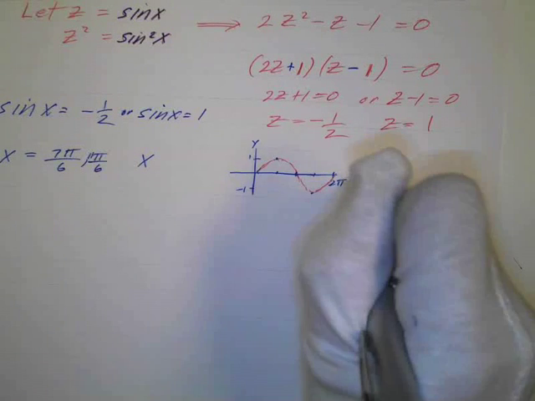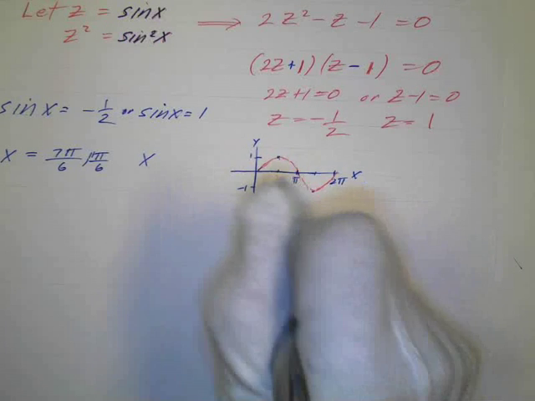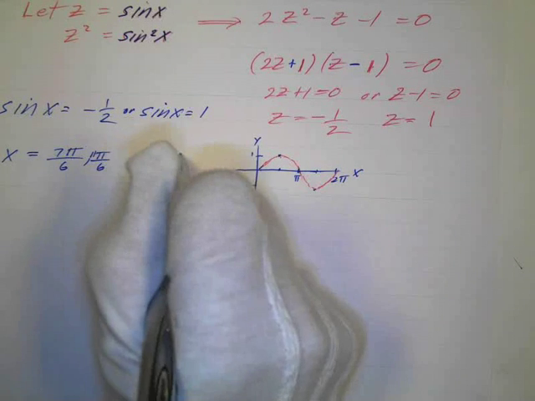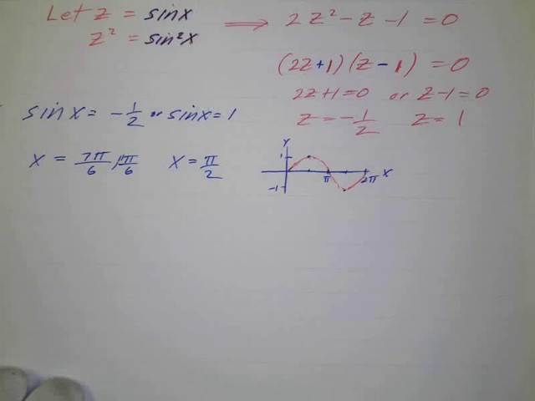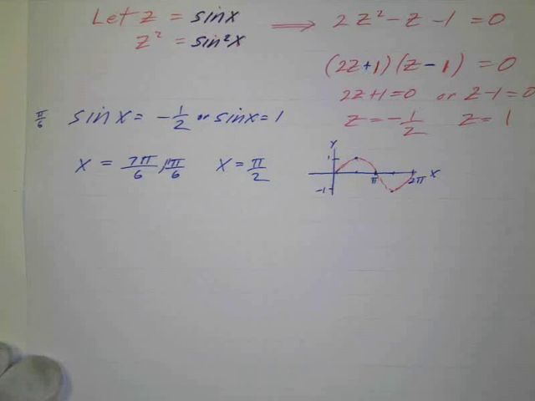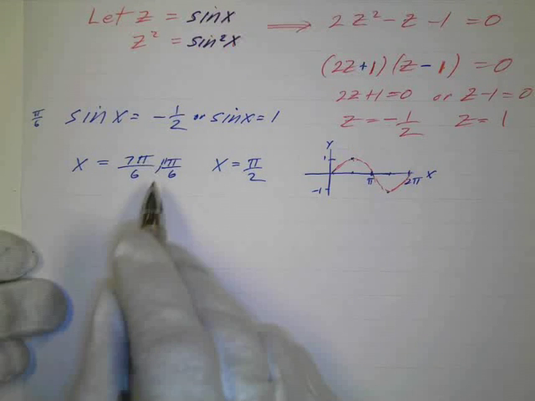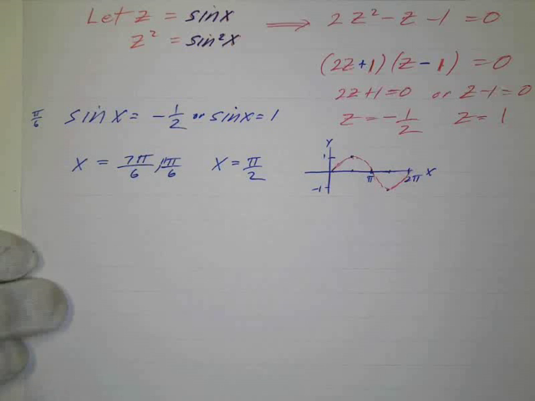There's your y. There's your x. So sine equals 1 right over here, and that's going to be pi over 2. I usually see those curves a little bit better. Okay? So that's 7 pi over 6, and sorry for my writing, 11 pi over 6, okay?